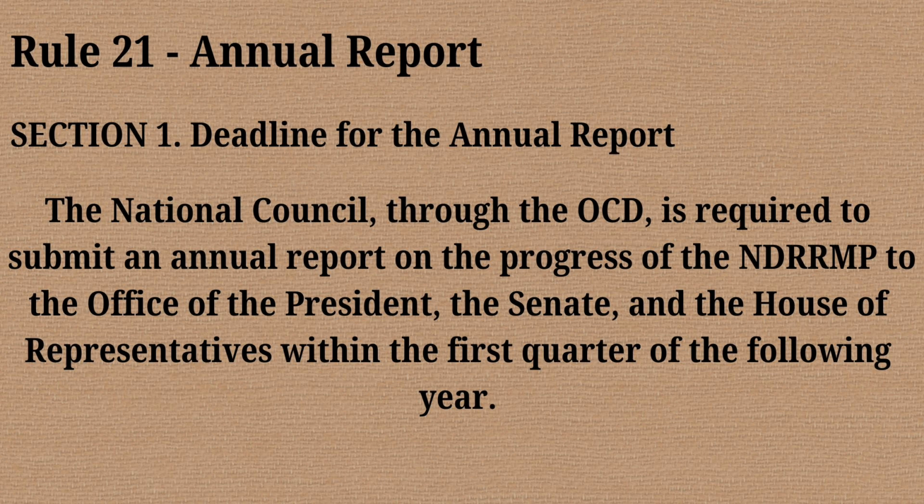The National Council, through the OCD, is required to submit an annual report on the progress of the NDRRMP to the Office of the President, the Senate, and the House of Representatives within the first quarter of the following year. In simpler terms, this rule means that the OCD must give a yearly update on how the NDRRMP is working to the country's highest leader, which is the President, the Senate, and the House of Representatives. These updates need to be given within the first 3 months of each year.